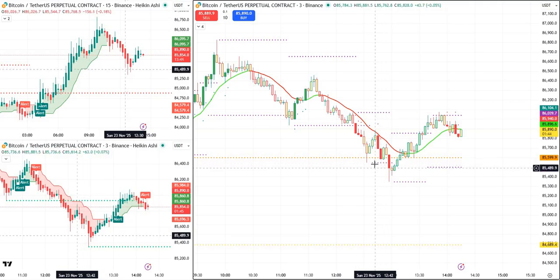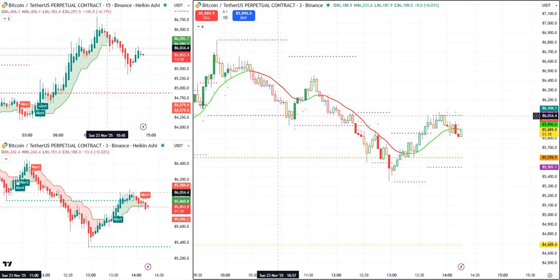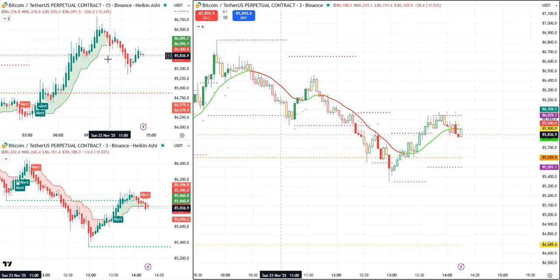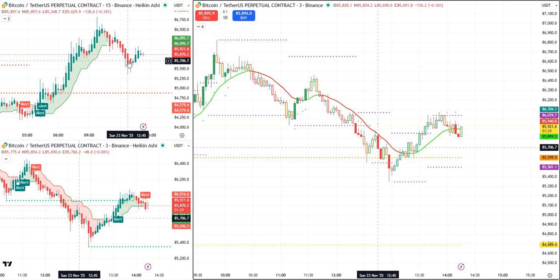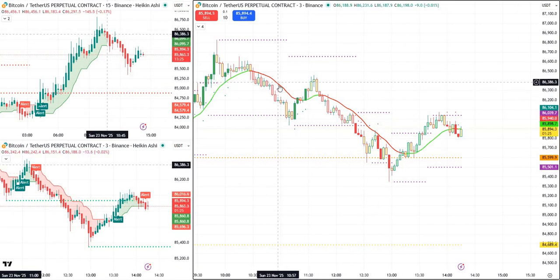Now the reversal setups. Of course there is a chance of reversals, and typically, let's say the SL line, the stop loss line, is disappearing on 15 minutes, and maybe at the same time on 3 minutes you can see the opposite signal, that is typically a sign of a reversal. So how do you take the reversal trades?